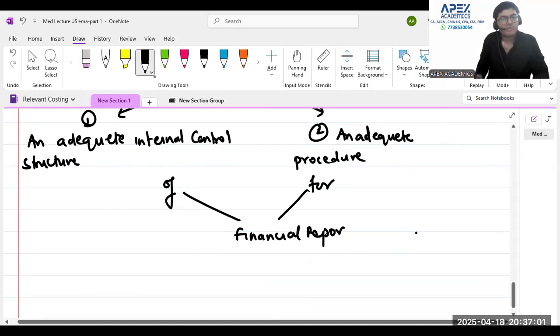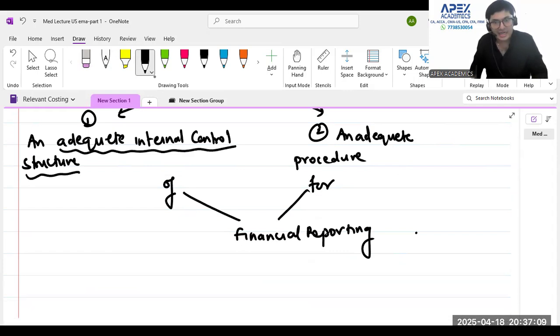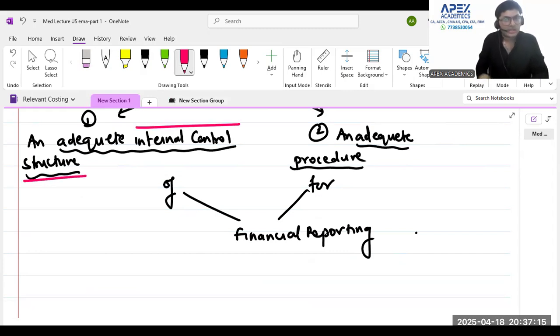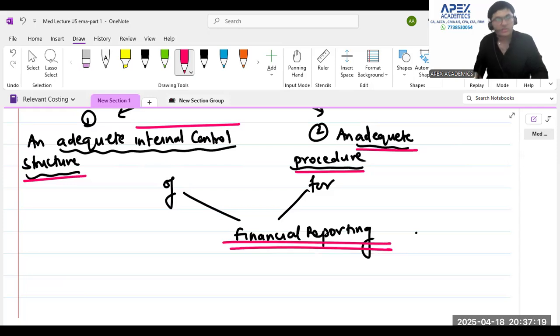I hope everybody understands this. So what does the management have to do? Maintain an adequate internal control structure and maintain an adequate procedure. The keywords are internal control structure and adequate procedure for the purposes of financial reporting. Please keep that much in mind.